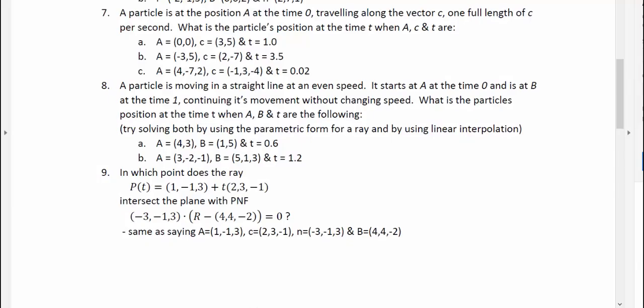Okay. Number 8. So here we're basically doing the same thing, except rather than setting up a point and a vector, we set up 2 points. And we say we have the point A and we have the point B. And so a particle starts off at the point A and it moves towards the point B in a straight line, and it should be at point A at t0, and it should be at point B at t1.